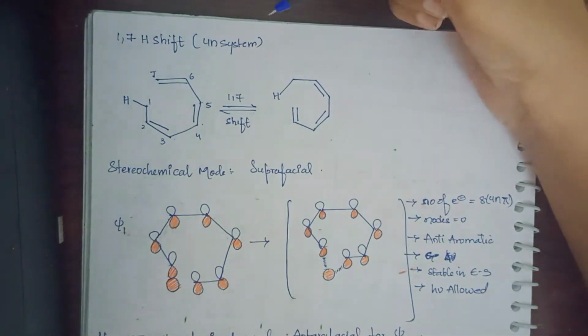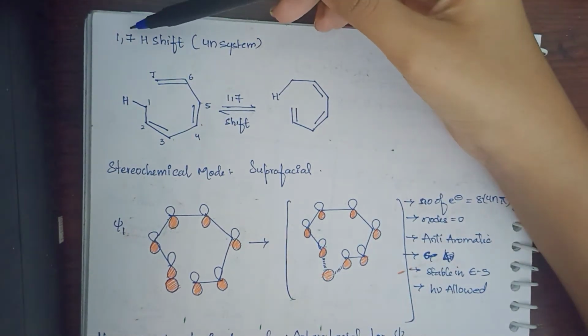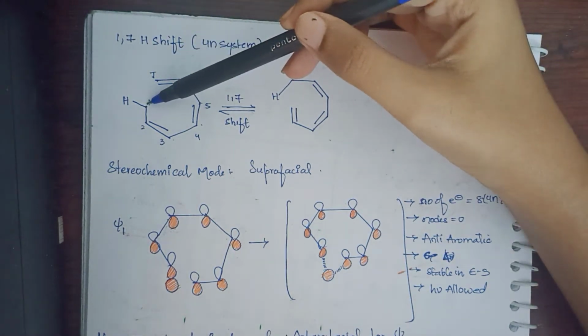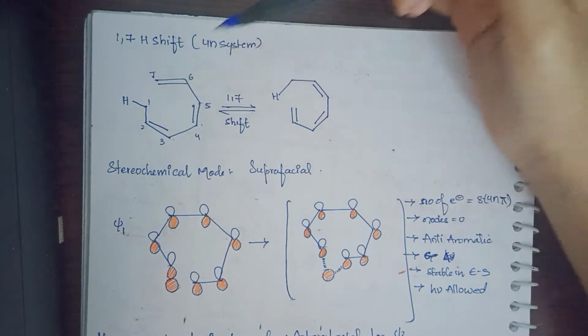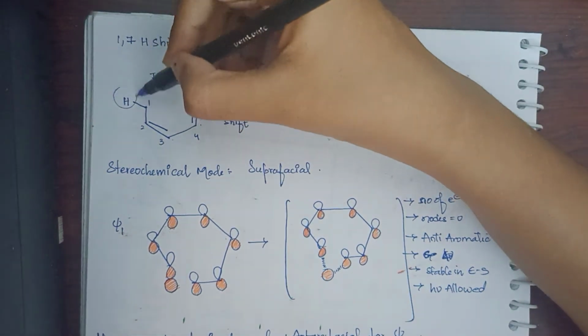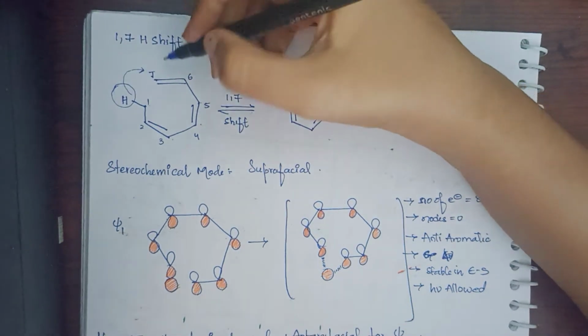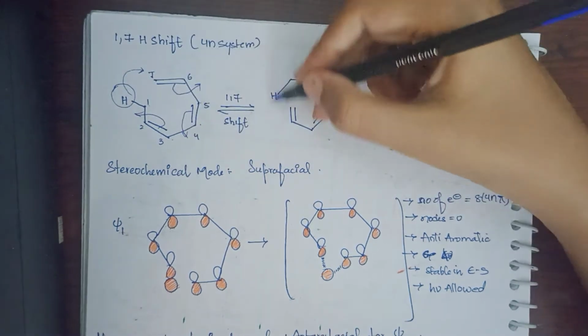In this video we are seeing the 1,7 hydrogen shift. In a 1,7 hydrogen shift, I am taking a system having 7 carbons: 1, 2, 3, 4, 5, 6, 7. The hydrogen is shifting from the first carbon to the 7th carbon. By changing the positions of the double bonds, you will get this product.